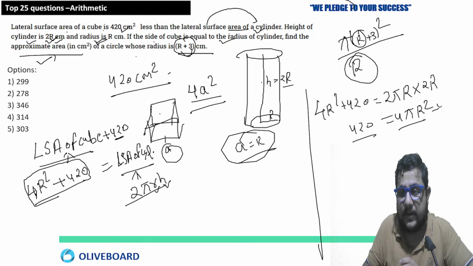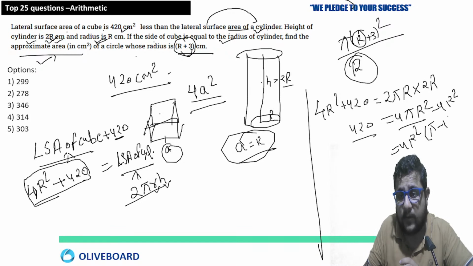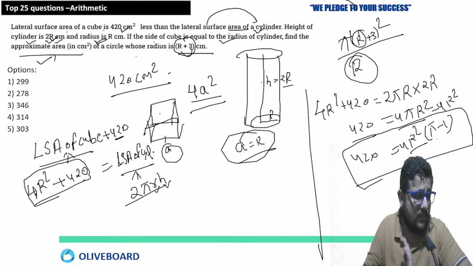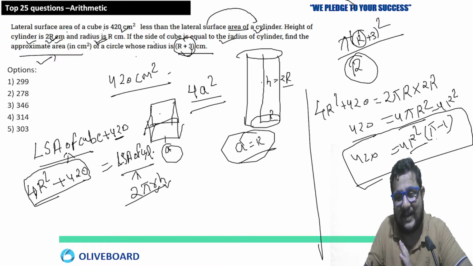Take both R values to one side: 4 pi R square minus 4R square. Just take 4R square common here, so pi minus 1, and 420 is here. So now you can solve this one. Put the value 22 upon 7 here and just solve it. You will get the value of R after the comparison, and just put R here, so you will get the area. Or I will solve it, not an issue.